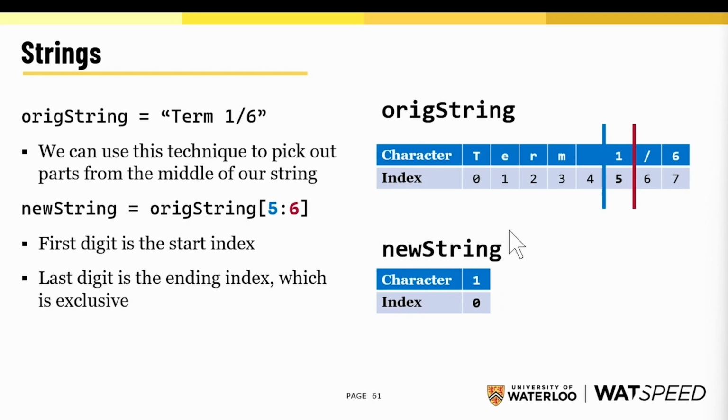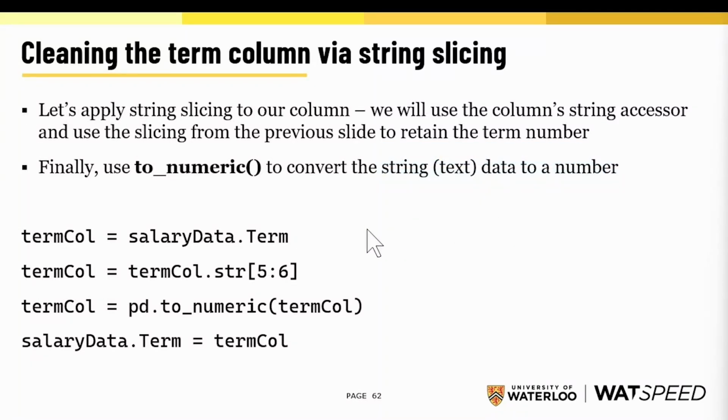Now, how do we do this on our column? Well, remember the .str accessor? We can use that to use our string slicing. So instead of doing str.replace, we're just doing .str, then putting in our square brackets and saying, what part of the string do we want to keep? Then finally, we'll use pd.to_numeric to convert our term back into a number. Let's try this.